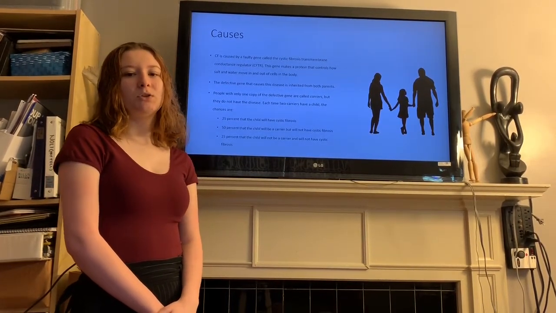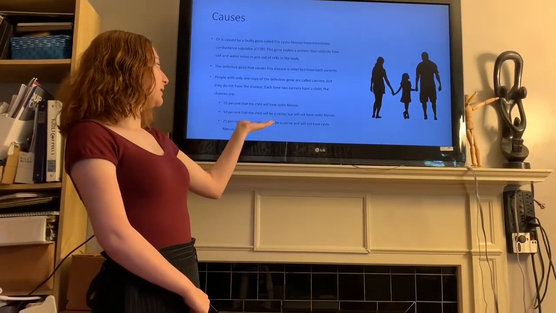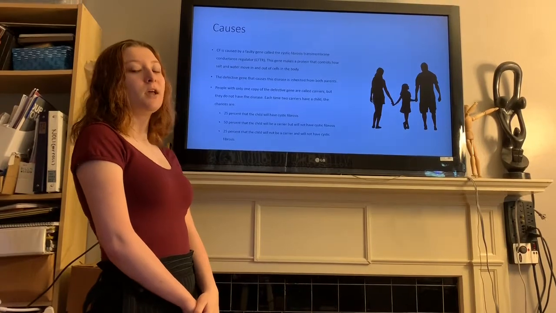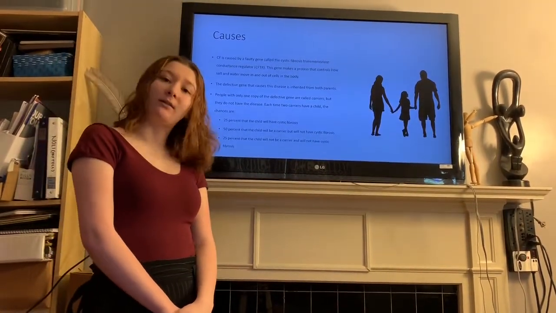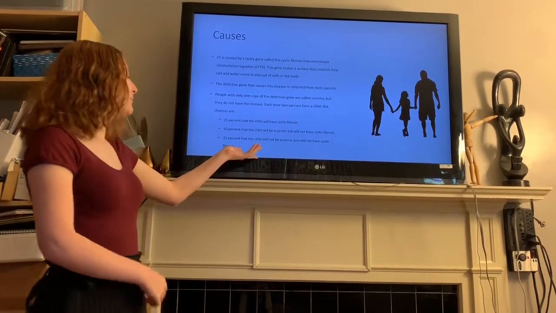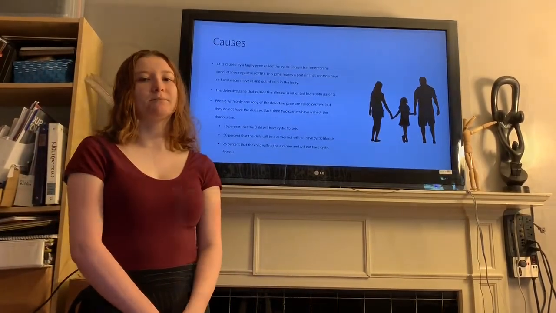Each time two carriers have a child, the chances are 25% that the child will have cystic fibrosis, 50% that the child will be a carrier but will not have cystic fibrosis, and 25% that the child will not be a carrier and will not have cystic fibrosis.